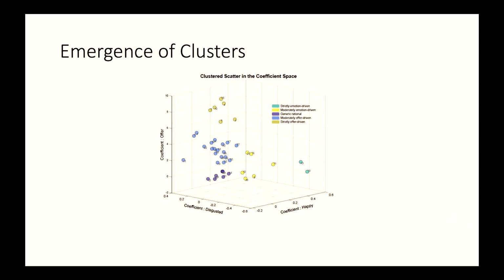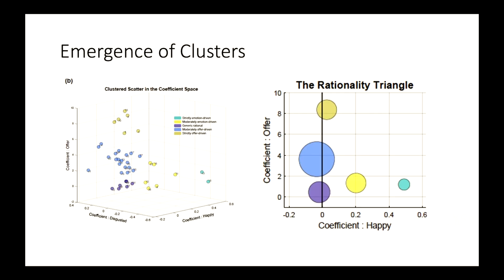Now that we have got this kind of groups, it will be interesting to see. So we have what we call the rationality triangle. We have these different groups and that is where they lie, okay.